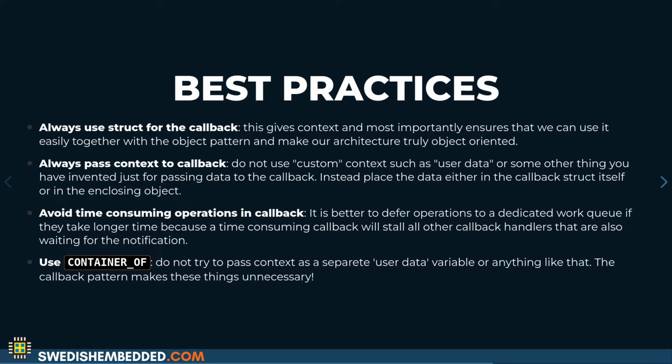And always use container off. Don't try to get the address manually. Don't try to pass the data as a parameter manually. Container off is a proven way of doing this kind of thing, and container off is used extensively in both the Linux kernel and the Zephyr kernel, and it's implemented in such a way that it will work regardless of the architecture you're using. So it will always give you the right address, and it will always calculate the right offset, regardless of the alignment of the architecture, regardless of any other details. It's designed to work this way, and it's designed specifically for this purpose.